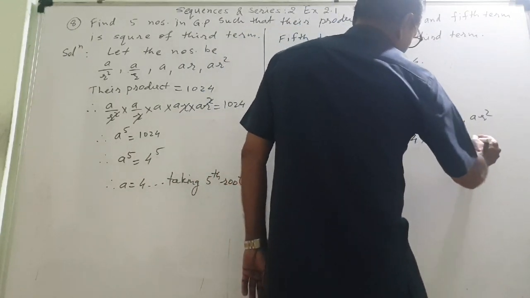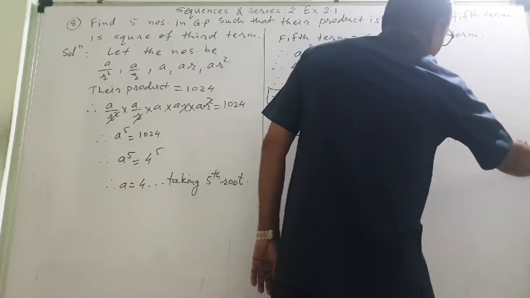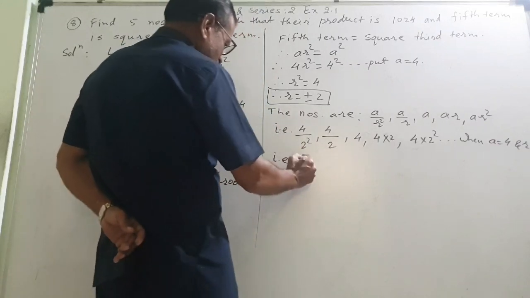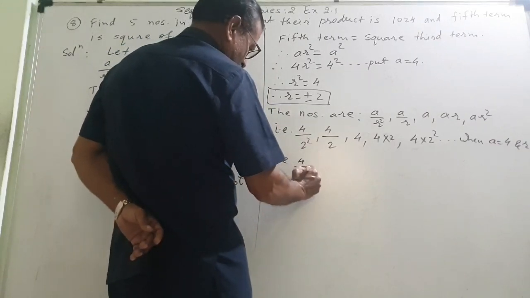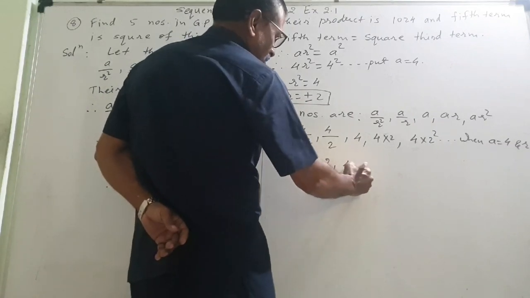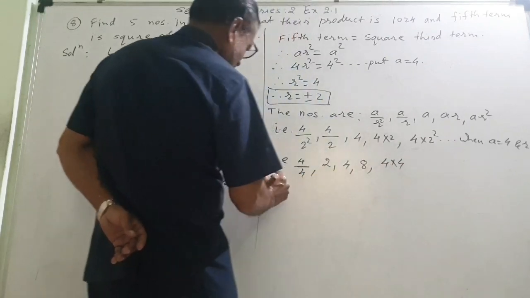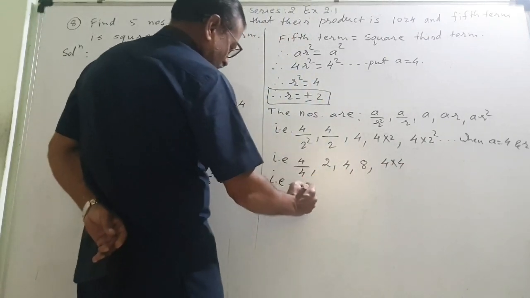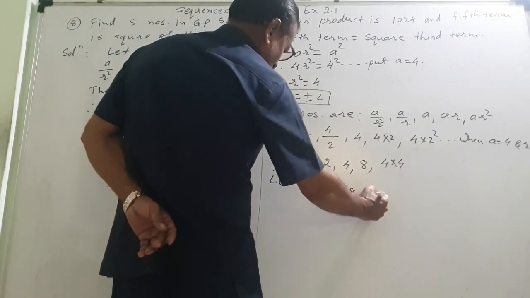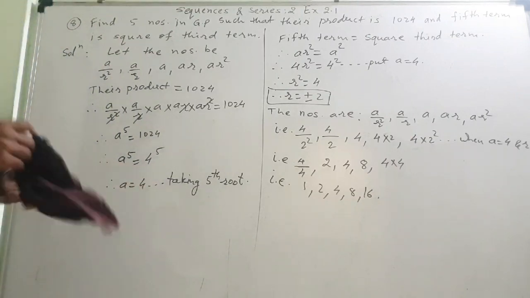When a equal to 4 and r equal to 2, that is, this is 4 upon 4, comma, 4 upon 2 is 2, 4, comma 8, comma 4 into 4. That is, 4 upon 4 is 1, 2, 4, 8 and 16. These are the terms.